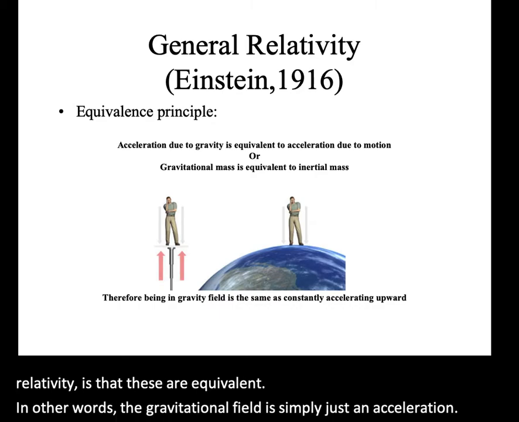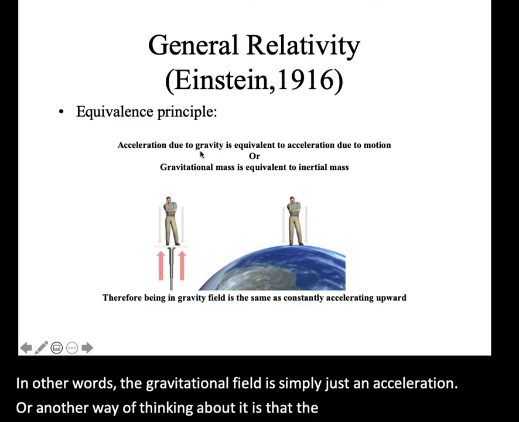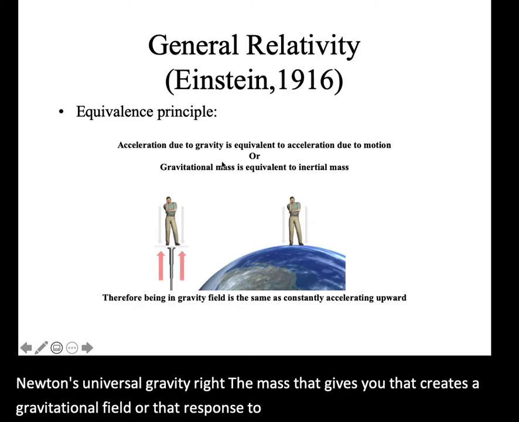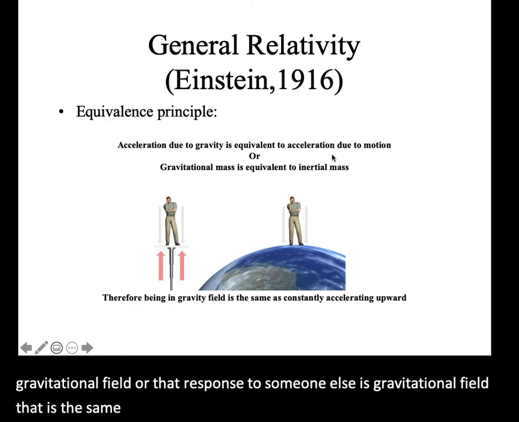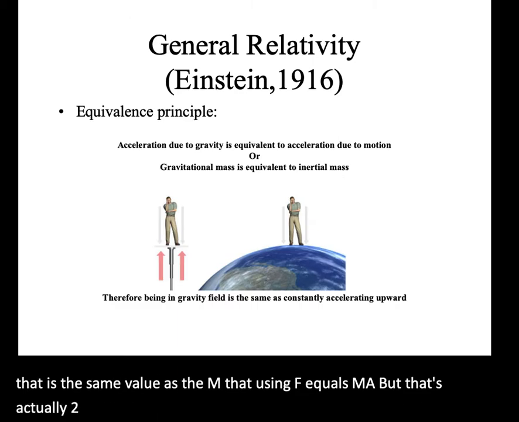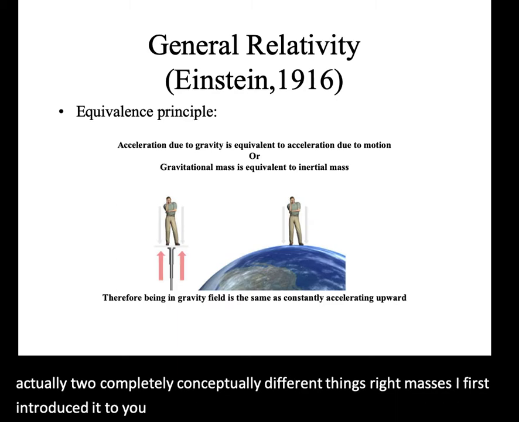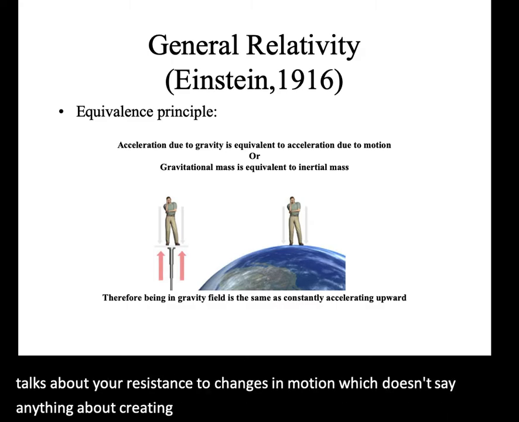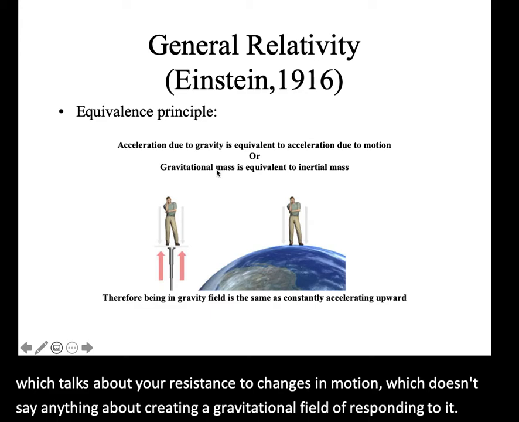Or another way of thinking about it is that the m that you use in Newton's universal gravity, the mass that creates a gravitational field or that responds to someone else's gravitational field, is the same value as the m that you use in F equals ma. But that's actually two completely conceptually different things, right? Mass, as I first introduced it to you with F equals ma, is a property of your inertia, which talks about your resistance to changes in motion, which doesn't say anything about creating a gravitational field or responding to it, but it turns out it is the same, right?